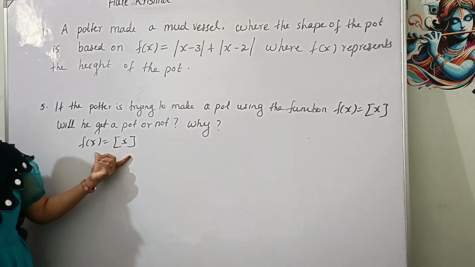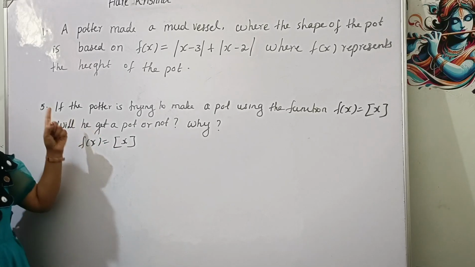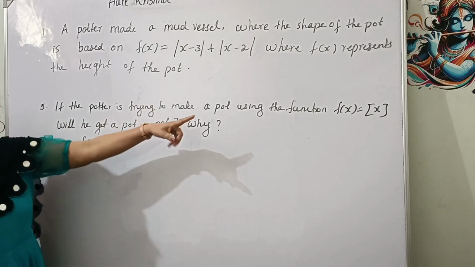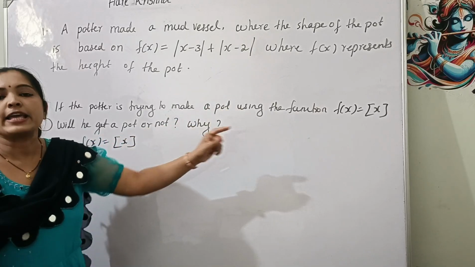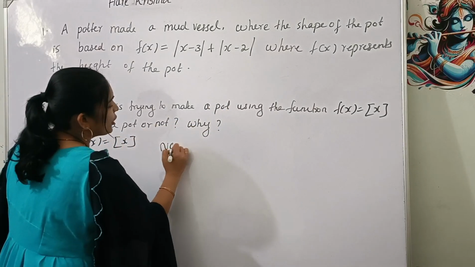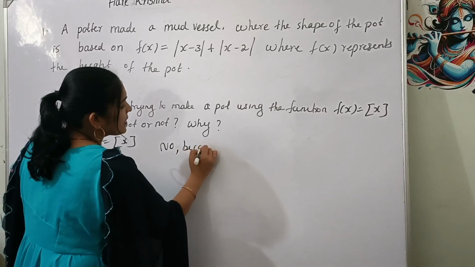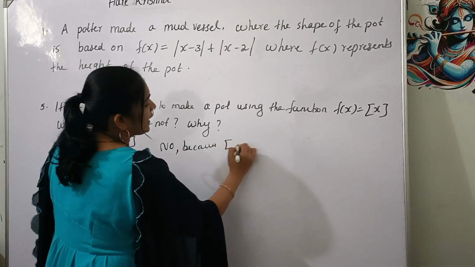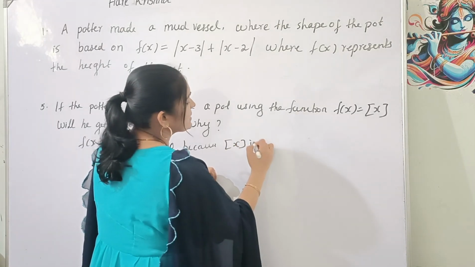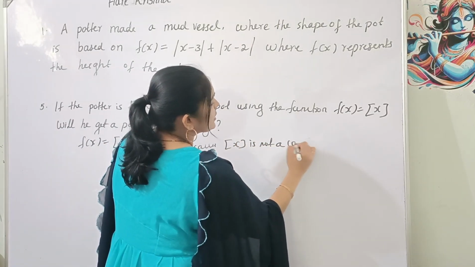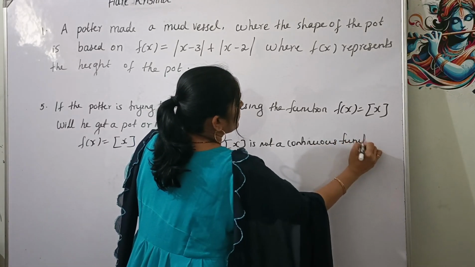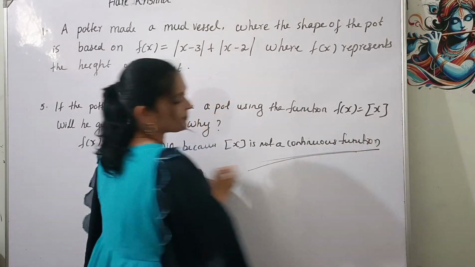So to make a pot, it should be a continuous function. Therefore the answer is he will not get a pot because the greatest integer function of x is not a continuous function. Okay, so the answer is no, because the greatest integer function, that is greatest integer of x, is not a continuous function. It is the answer.